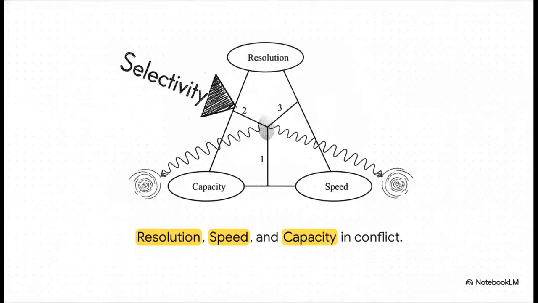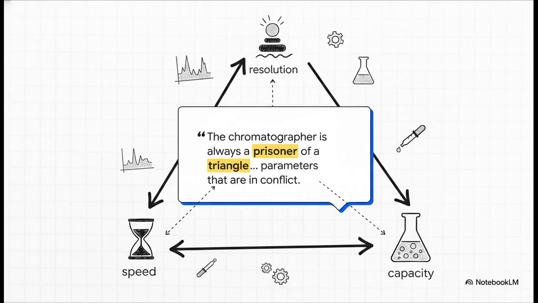This constant push and pull creates a really fantastic visual metaphor, the chromatographer's triangle. You've got these three apexes: resolution, speed, and capacity. A truly optimized analytical separation uses the most efficient parameter, which is selectivity, to get as close to that resolution apex as humanly possible. You want that high resolution, for sure, but you are constantly fighting the gravitational pull of speed and capacity. The source material actually frames this in a brilliantly dramatic way. It says, "The chromatographer is always a prisoner of a triangle, whose apexes correspond to resolution, speed, and capacity, three parameters that are in conflict." A prisoner of a triangle.